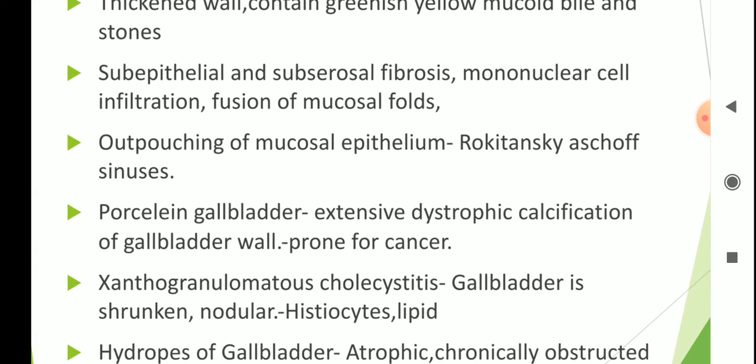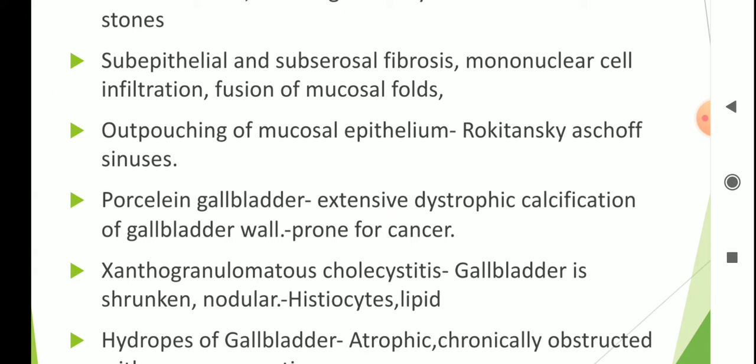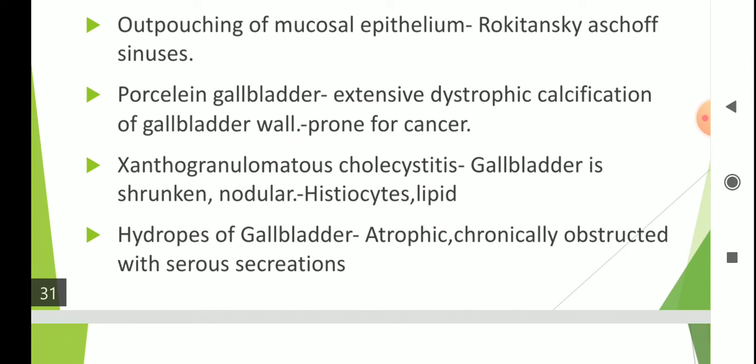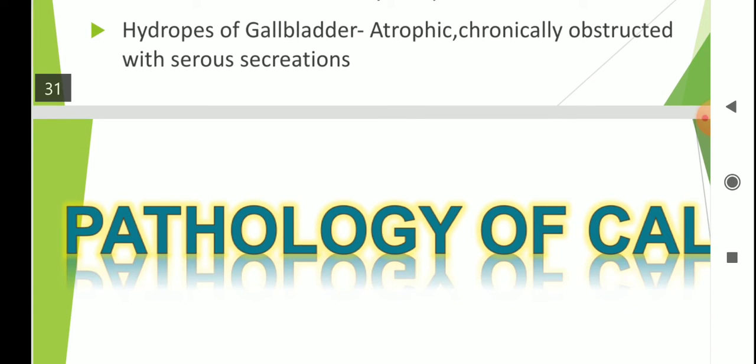I have a question for you. This is nothing but the outpouching of mucosal epithelium. Porcelain gallbladder, what is this? Extensive dystrophic calcification of the gallbladder wall, and this is prone to cancer, so it is clinically significant. Xanthogranulomatous cholecystitis: the gallbladder is shrunken and nodular, and histiocytes and lipids are present. Then what is hydrops of the gallbladder? This is an atrophic, chronically obstructed gallbladder with serous secretions.